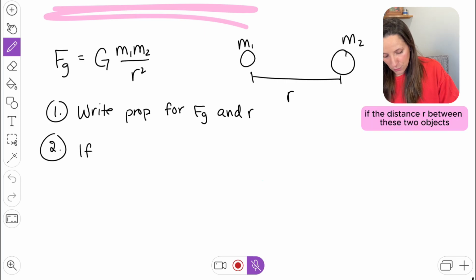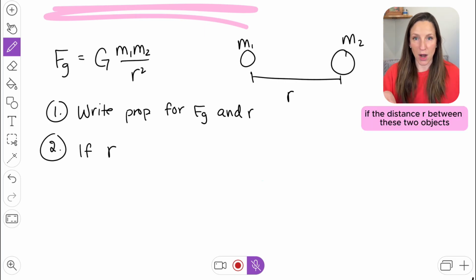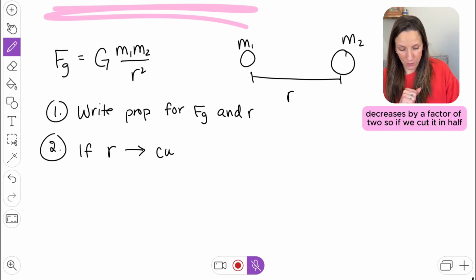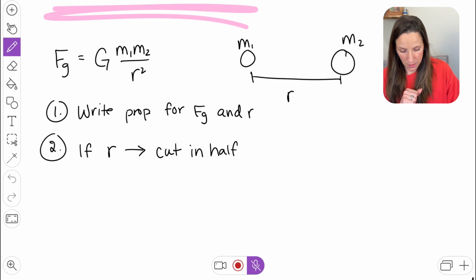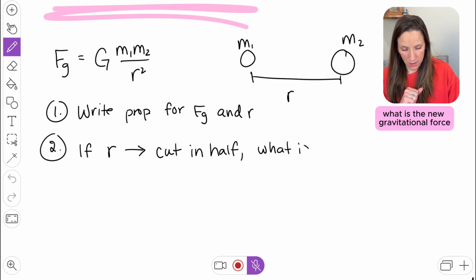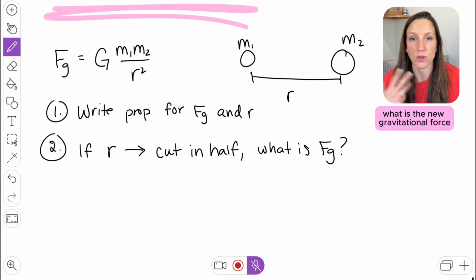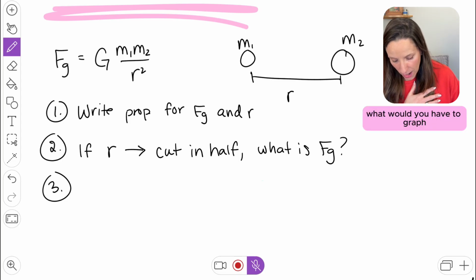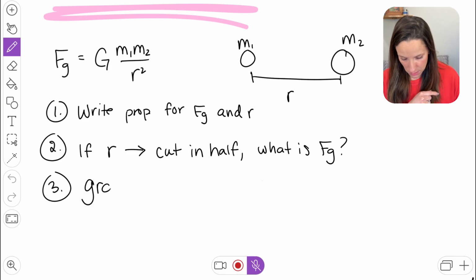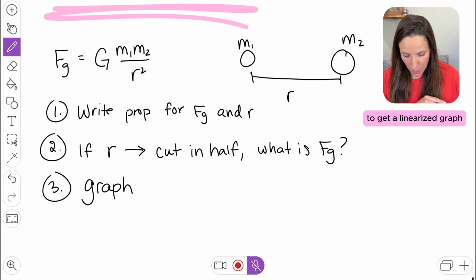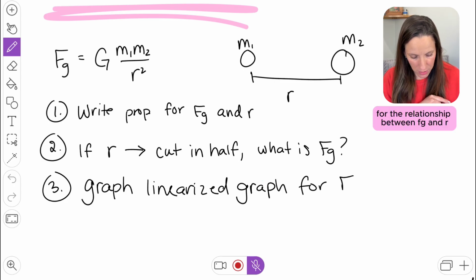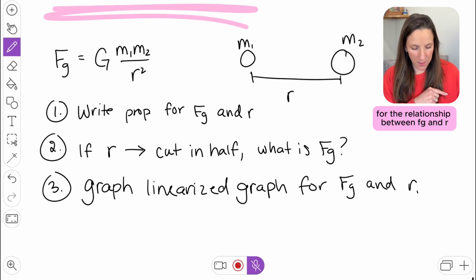Number two, if the distance r between these two objects decreases by a factor of 2, so if we cut it in half, what is the new gravitational force, or what happens to the gravitational force? And what would you have to graph to get a linearized graph? So graph the linearized graph for the relationship between FG and r. All right, try it out.